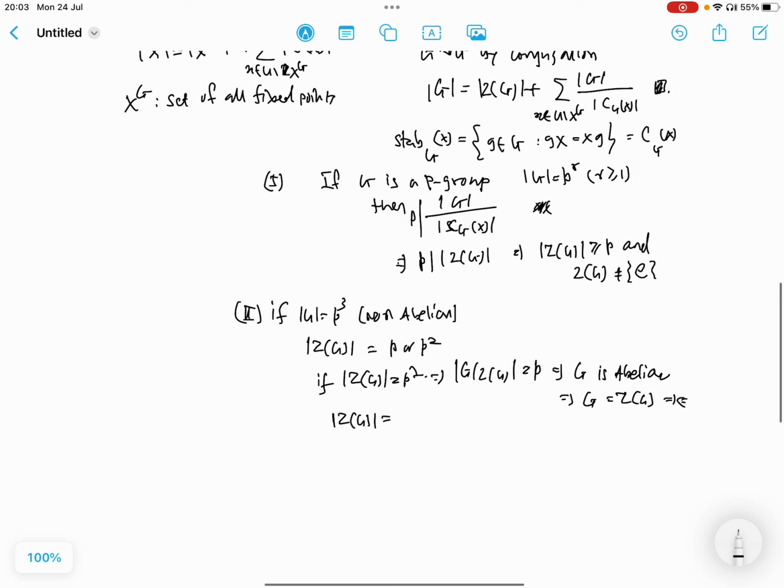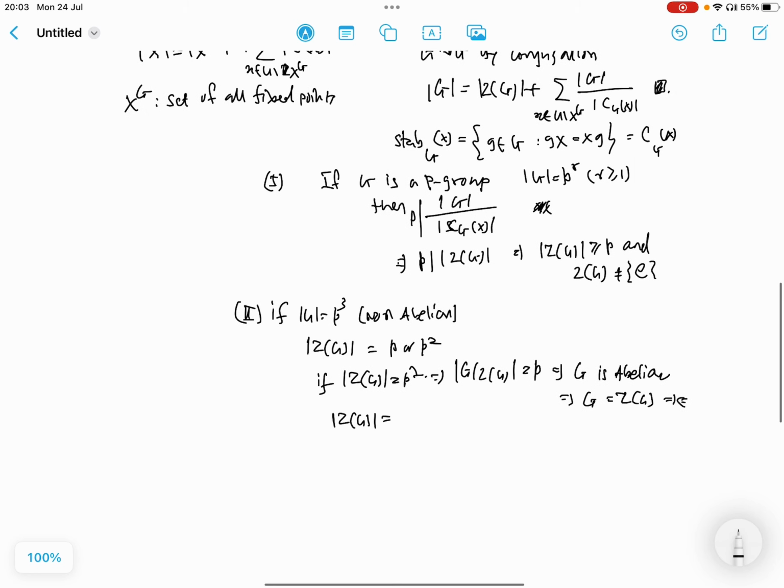And from this class equation, I will deduce the three major theorems due to Sylow, the first, second, and third. But I will do that in a later video.